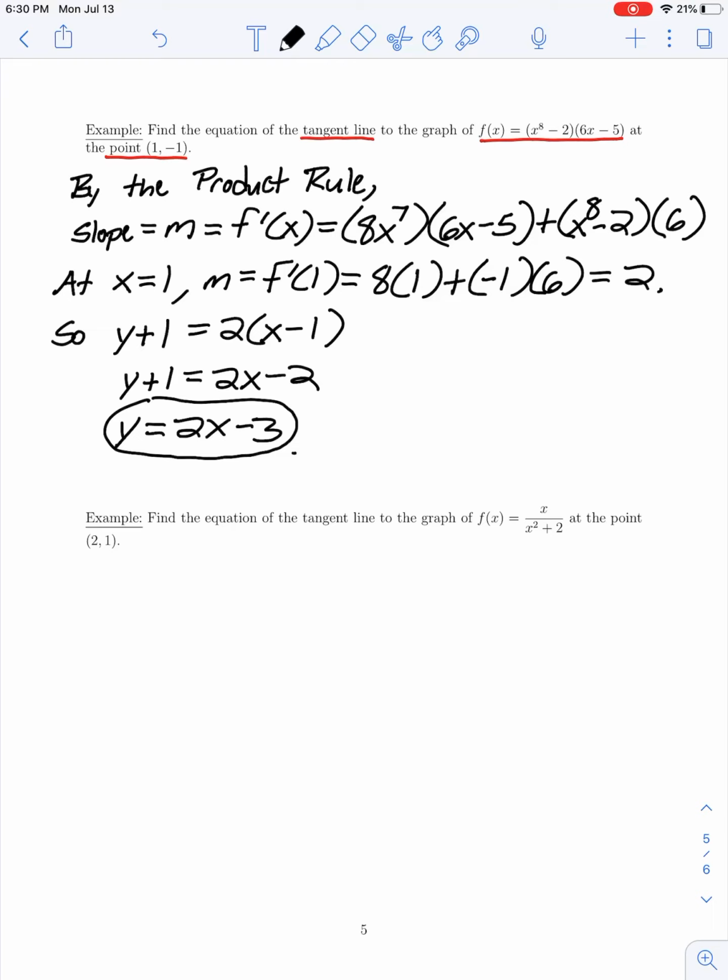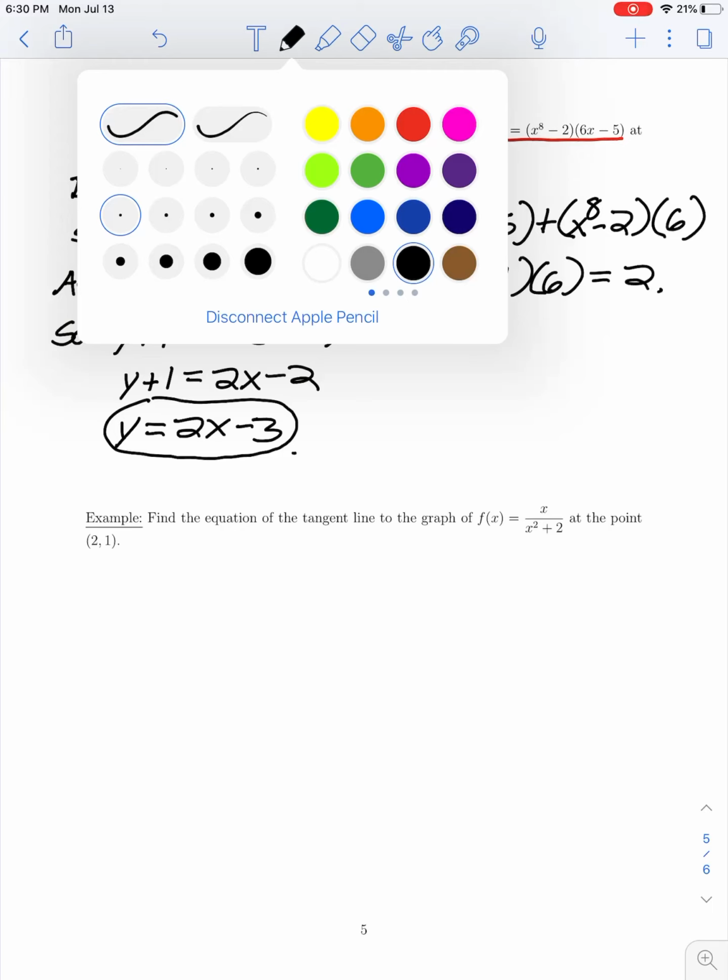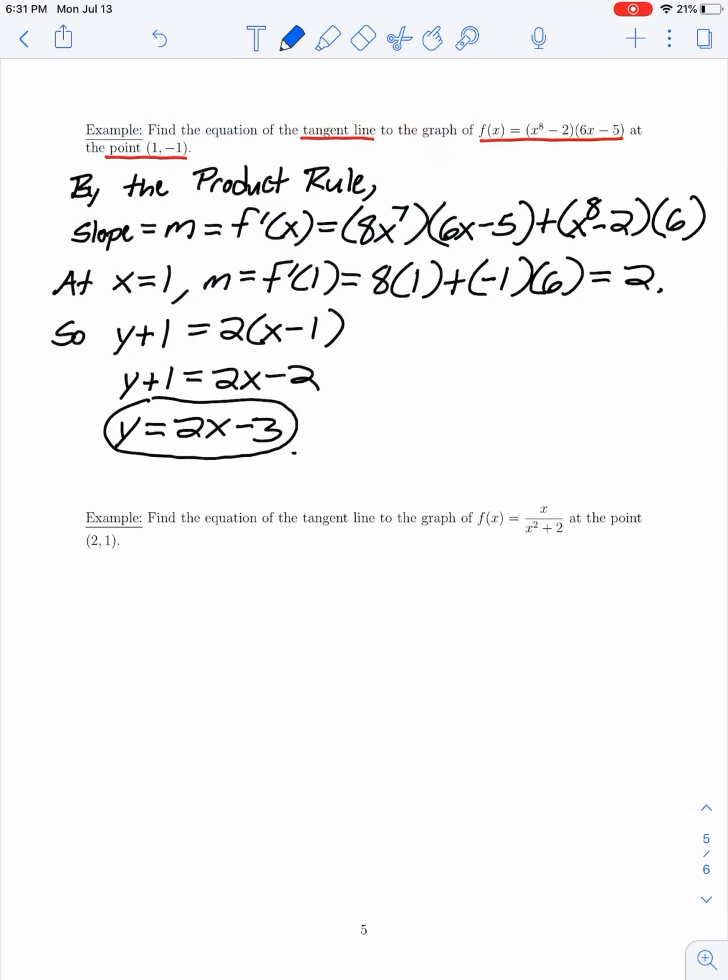So now that we have use of the product rule, we can find tangent lines to curves which are products of functions. So let's look at another one. In this next example, we have a similar problem. Find the equation of the tangent line to the graph of f of x, which is a quotient of two functions, at the point 2, 1. So as with the previous example, we need to find the derivative of this function, which is the slope of the tangent line to this curve.